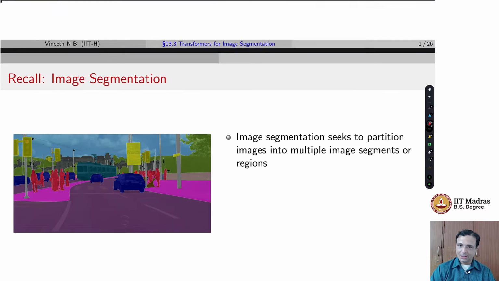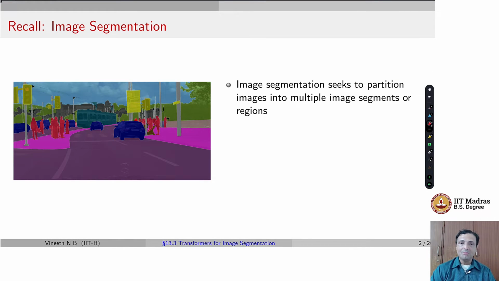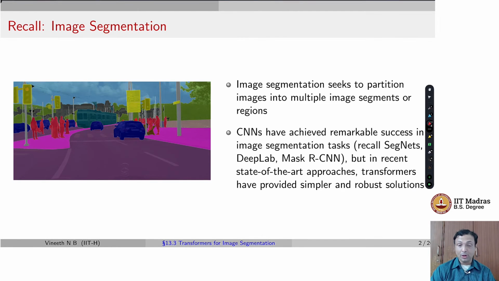A few weeks ago, you may recall that we spoke about methods for image segmentation. Image segmentation seeks to partition images into different image segments, each of which is associated with certain object classes. If you recall, we spoke about CNN models like SegNets, DeepLab, MaskRCNN, and so on, which did quite well on semantic segmentation and related tasks.